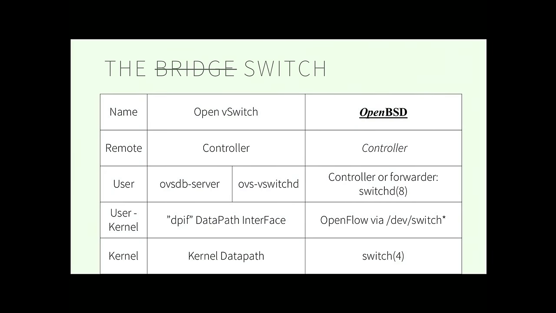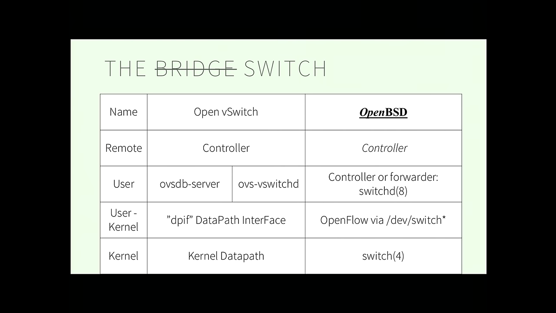Just as a comparison, in OpenVSwitch, so I call it the bridge switch, they describe their design. In the kernel, they have their data path, which I said is quite powerful and fast and all that, but it's a lot of code. Then they have the DPIF, data path interface between kernel and user land. In the user land, they have the OVS vSwitchD and the OVS DB server. And then they have a controller. The controller often runs on the same host.